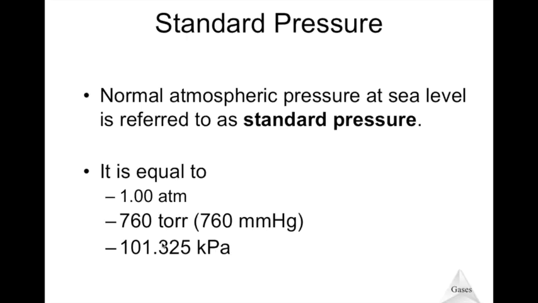Again, standard pressure is just normal atmospheric pressure at sea level. So that's standard pressure: 1 atmosphere, 760 torr, which is 760 millimeters of mercury, or 101.325 kilopascals, which you'll probably almost never see. Pretty much everything is going to be in atmospheres or torr, and you might have to convert to atmospheres.